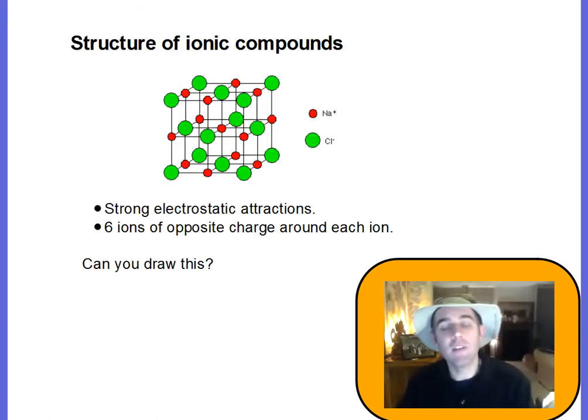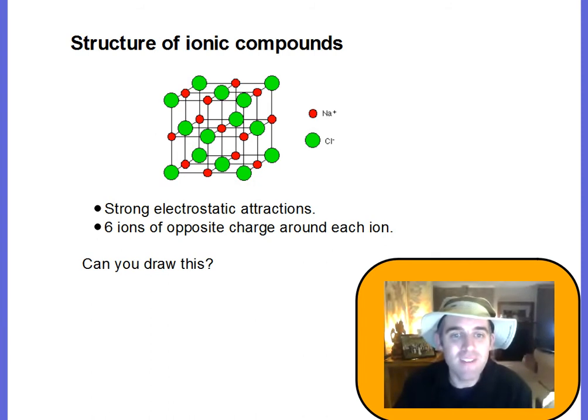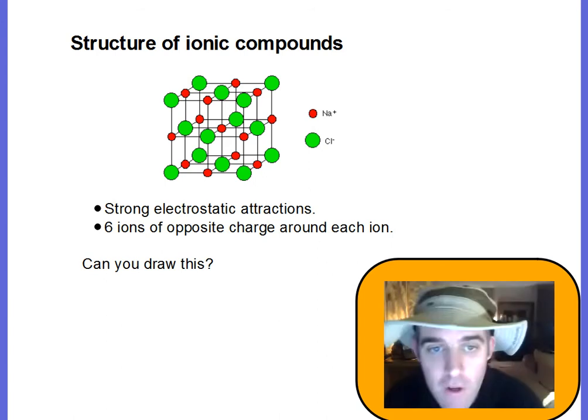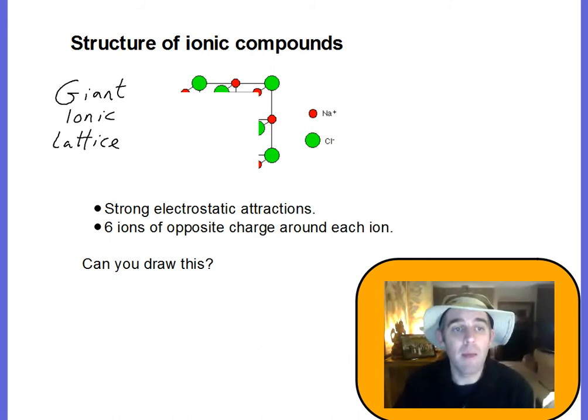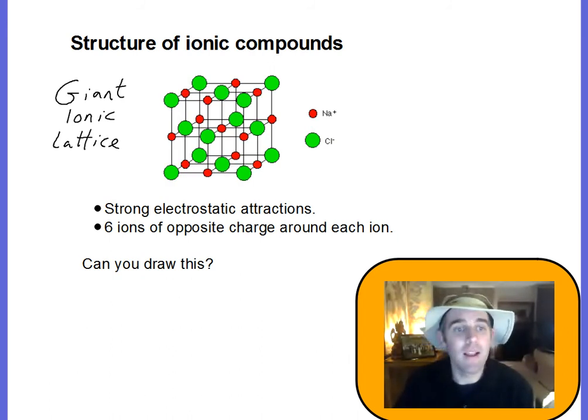Okay, so these ions come together in a giant ionic lattice like this. You can see here, the red ones represent the sodium ions. And here you can see that a sodium ion is surrounded by 1, 2, 3, 4, 5, 6 green dots which represent the chloride ions. So each sodium ion is surrounded by 6 chloride ions, and each chloride ion is surrounded by 6 sodium ions, and that makes a giant ionic lattice.